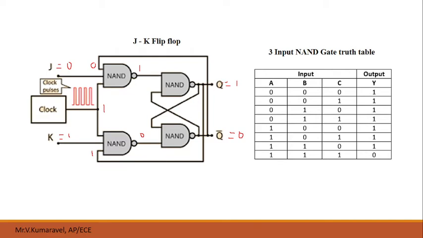Now this 1 is applied here. NAND gate 4 inputs are 0 and 1, so now your output changes to 1. Now this 1 is applied here, so this will change to 0. So what happens is, when J equal to 0, K equal to 1, your output will reset from 1 to 0. Now let us consider the other case.